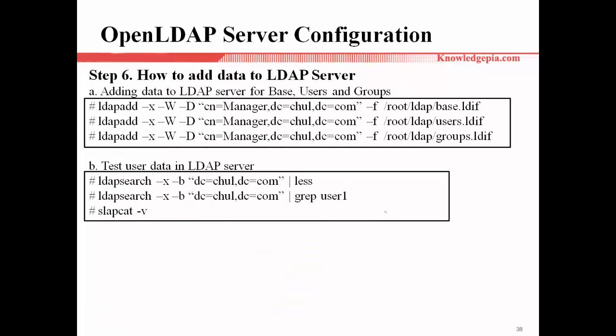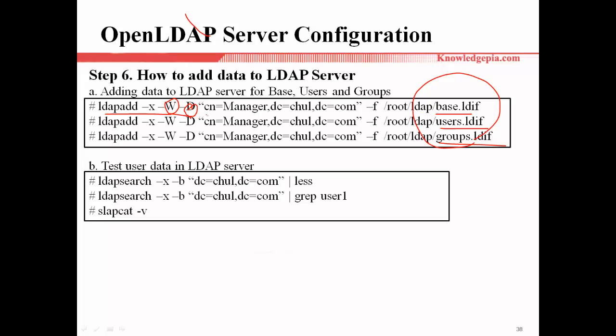Step 6, how to add data to LDAP server. In the previous page, we created the 3 LDIF files: base, users, and groups. Each time, to add this kind of LDIF file to the LDAP server, we use this command: ldapadd -x -W -D.